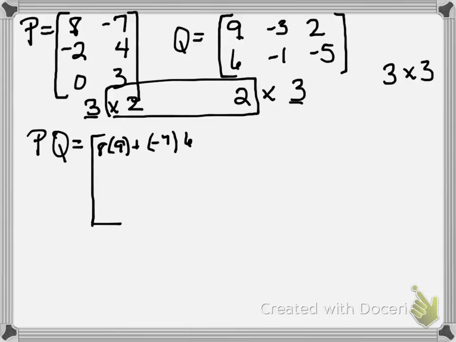Okay, now I'm going to move down to the next row. I've got the -2, and I'm going to multiply it by, oh crap, I messed up.